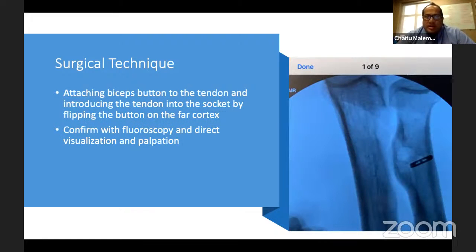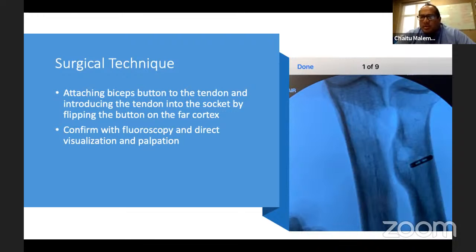So then we attach the biceps button to the distal tendon that's been whip stitched, and with an introducer, introduce it into the socket, and the button then goes out through the far cortex and is flipped appropriately. Then the sutures are toggled, introducing that tendon into the socket nicely with a good line-to-line fit.